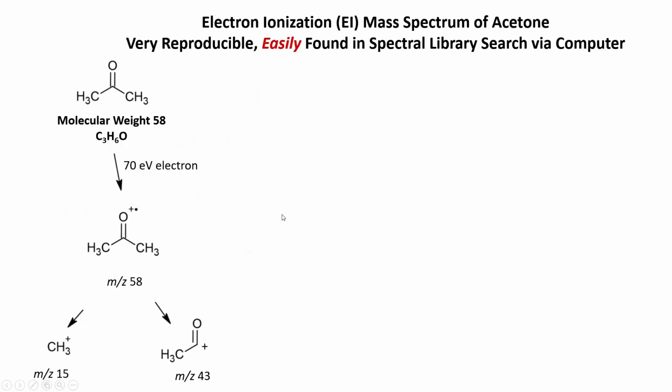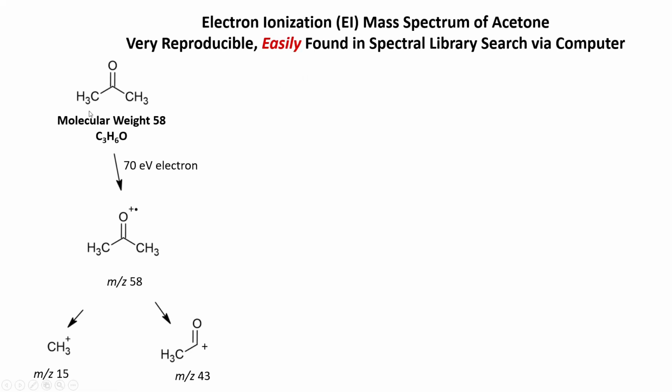So what do we get from this quadrupole and ionization source? Well, we get a mass spectrum, and what we'll discuss first is the mass spectrum of acetone. These spectra are very reproducible, thus they're easily found in spectral library searches via computer, and that's what the NIST software does, which we'll discuss later and demonstrate.